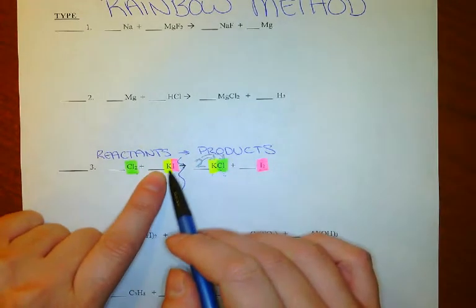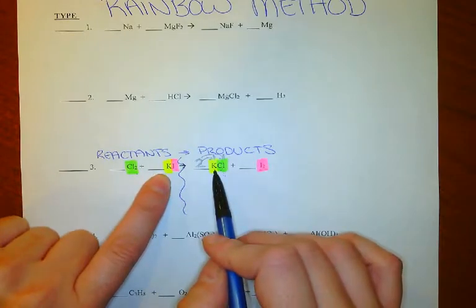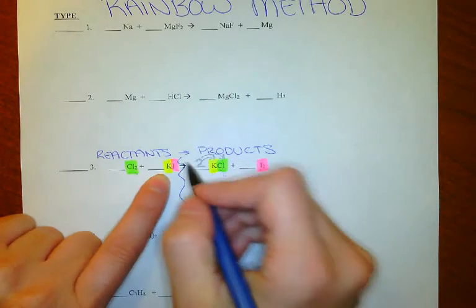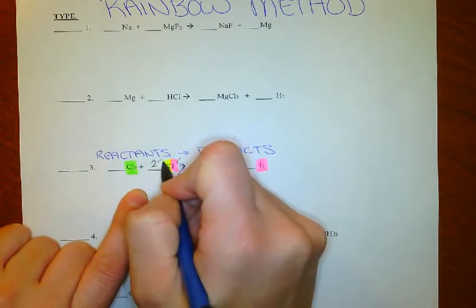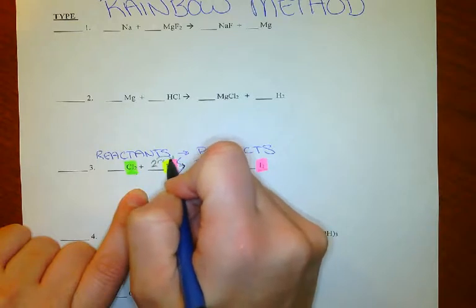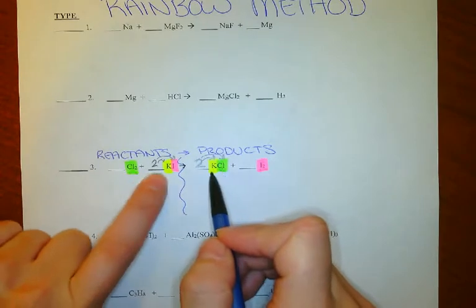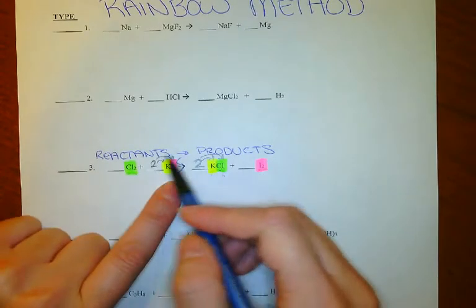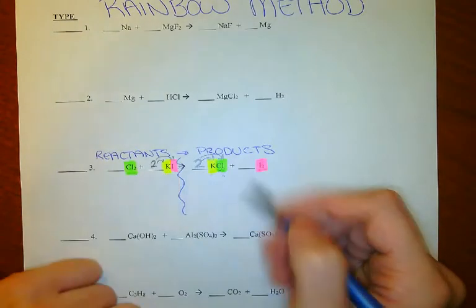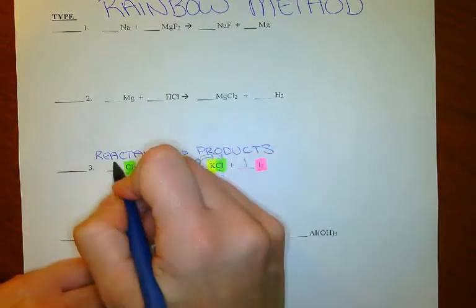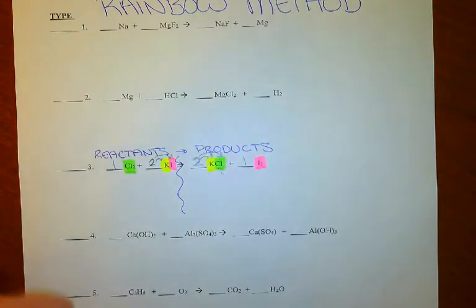If we look at yellows, I've got 1 yellow on the front, and I've got 2 yellows on the back on the product side. So in order to make the front one a 2, I put a 2 in front of this compound, and that gives me 2 yellows. It also gives me 2 pinks though. That's an unintended consequence. So 2 greens, 2 yellows. Now I look at my pinks, I have 2 times 1 iodine and 2 iodines already. So now it's balanced. I can go back through and add 1s in my blanks. That's all we need to do for that. We balanced it with colors instead of with math.